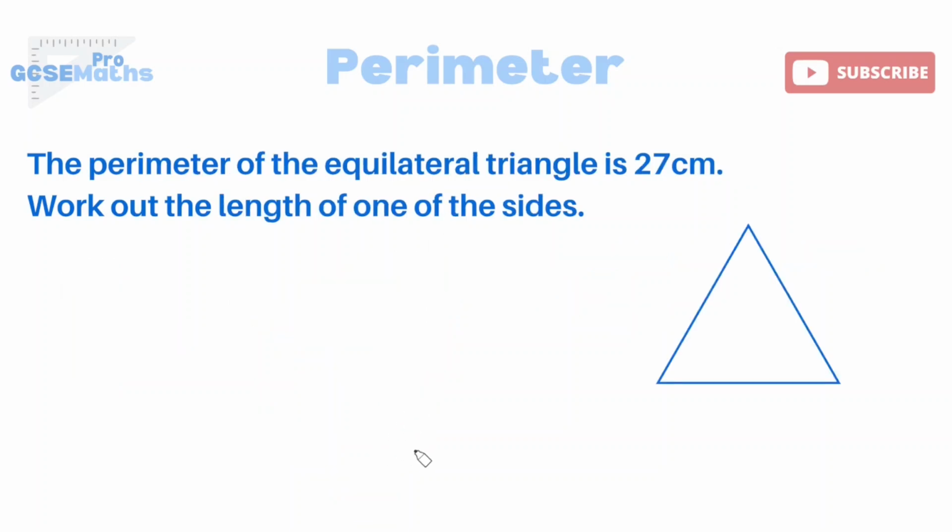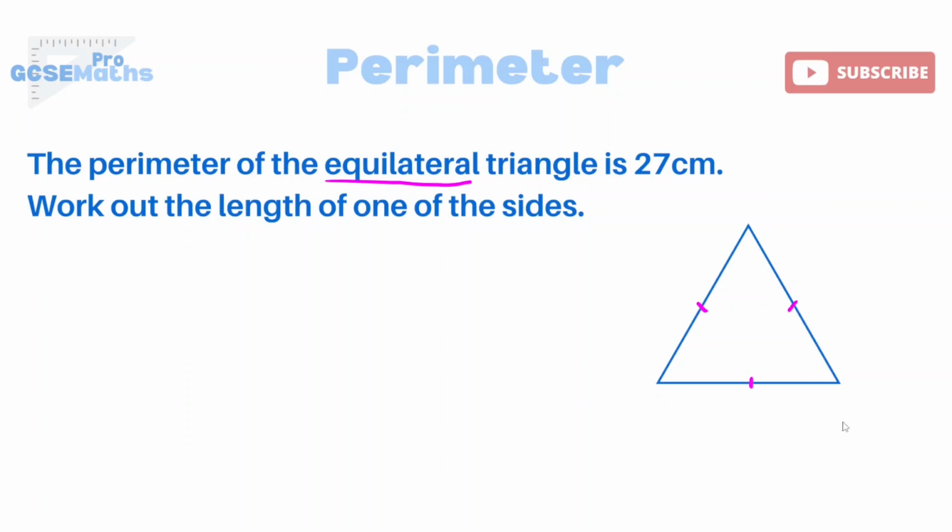So for our final question, it's a little bit different because this time we're actually given the perimeter and we need to work backwards. So it says here the perimeter of the equilateral triangle is 27 centimetres. Work out the length of one of the sides. Now the key thing being here is that it's equilateral, isn't it? Obviously a triangle has 3 sides, as you can see, but if it's an equilateral triangle it means all of the sides are the same. So it's kind of like drawing these little lines, isn't it?